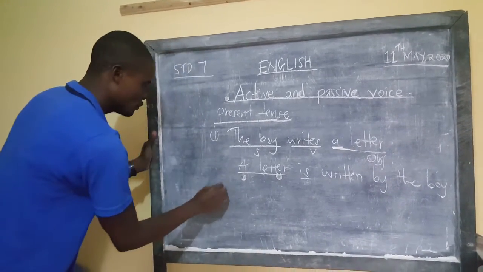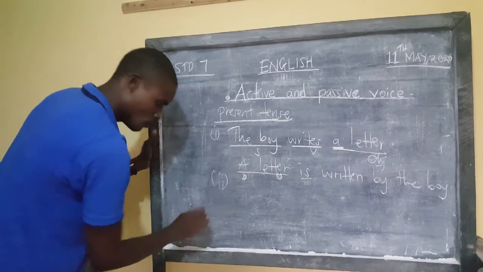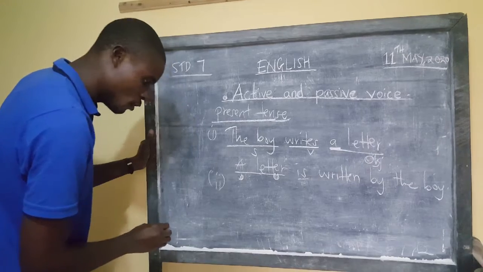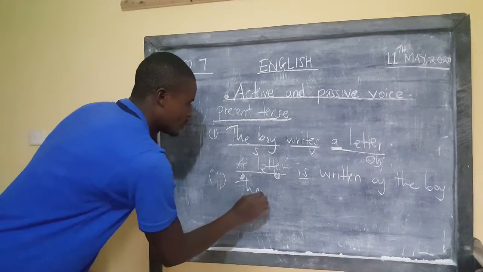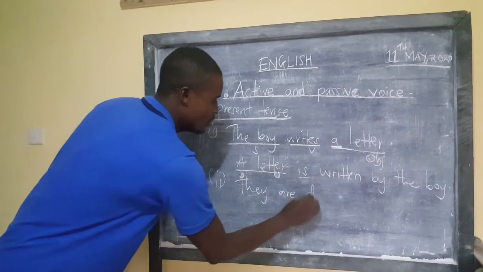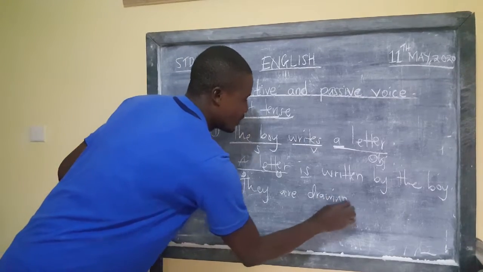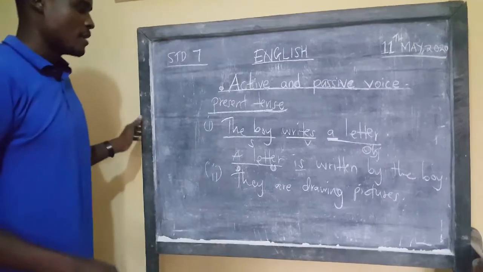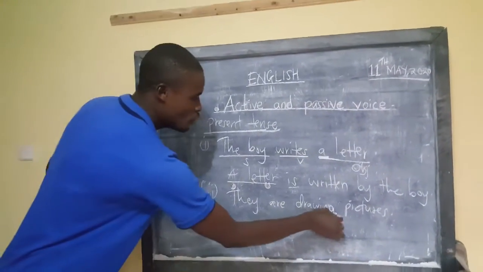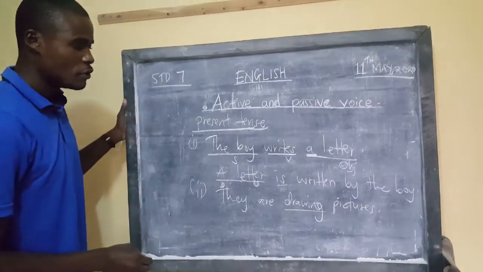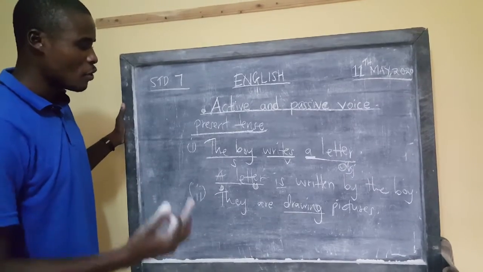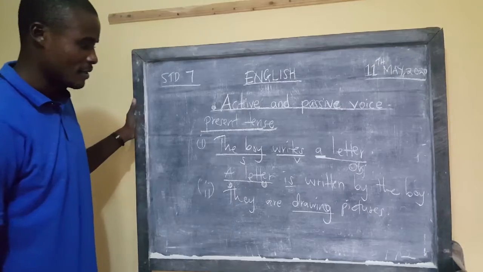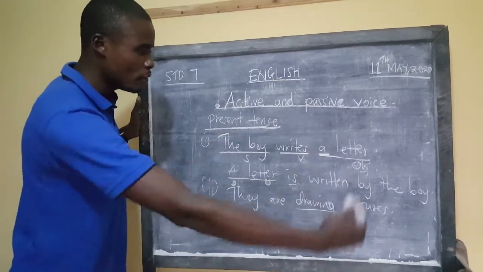Then at example two, we'll talk of: they are drawing pictures. If you look at this sentence, there is a word drawing here. Drawing is present continuous tense, an action that is ongoing. They are in the process of drawing the pictures.